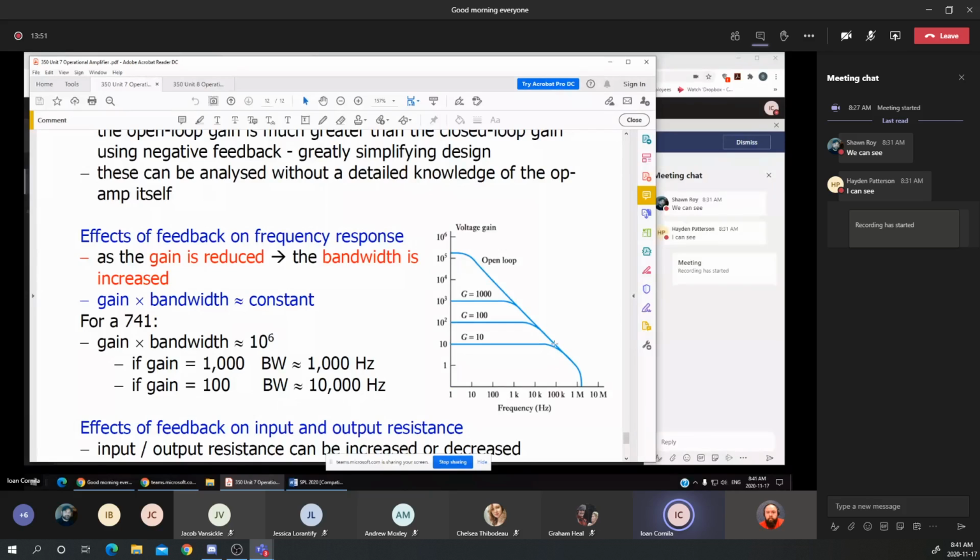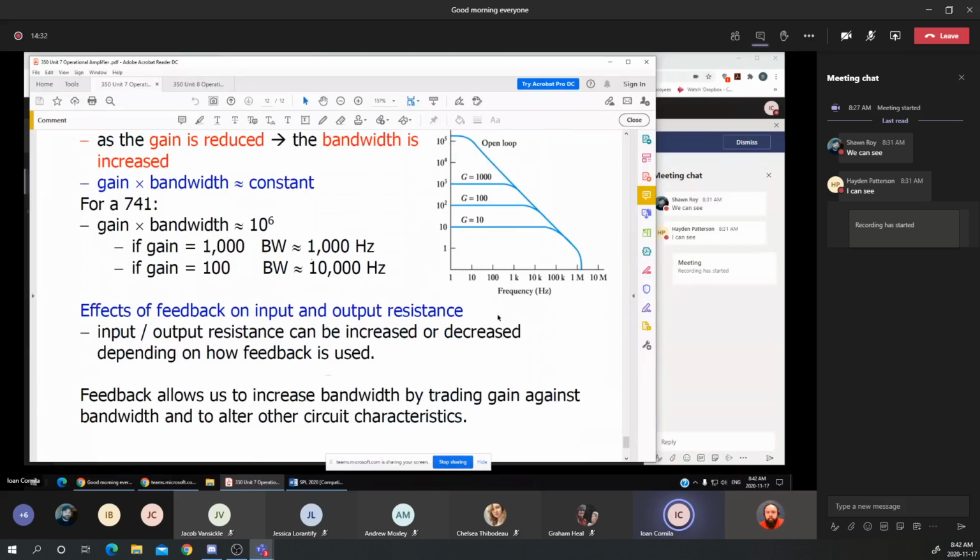It means that I can use two cascade amplifiers with a lower gain to have a larger bandwidth, and the product between the gain and the bandwidth is almost constant. Again, we can make this approximation that the product between the gain and the bandwidth is almost constant because we have an almost constant decrease or a constant decay of the gain as the frequency is increased.